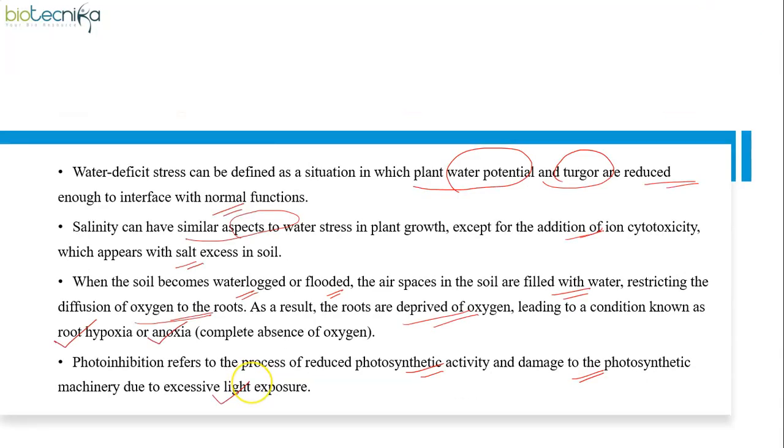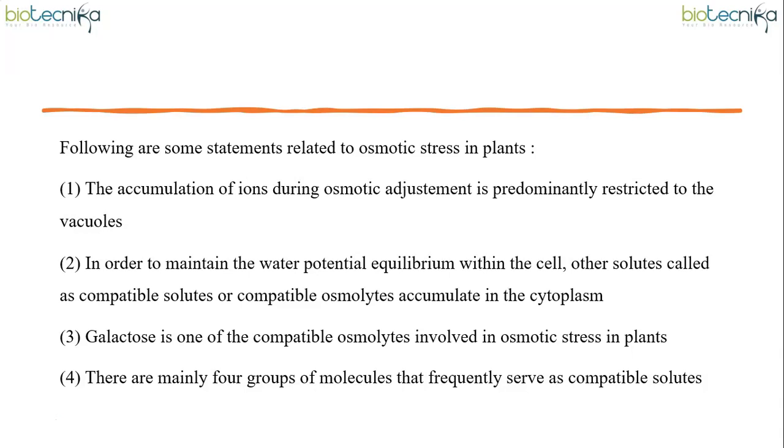Next, this is also one kind of question, match the following. You can also expect statement based questions as well. Here, some statements are provided in relation to osmotic stress in plants. Accumulation of ions during osmotic adjustment is predominantly restricted to the vacuoles. In order to maintain the water potential equilibrium within the cell, other solutes such as compatible solutes or compatible osmolytes accumulate within the cytoplasm. Galactose is considered to be one of the compatible osmolytes involved in osmotic stress in plants.